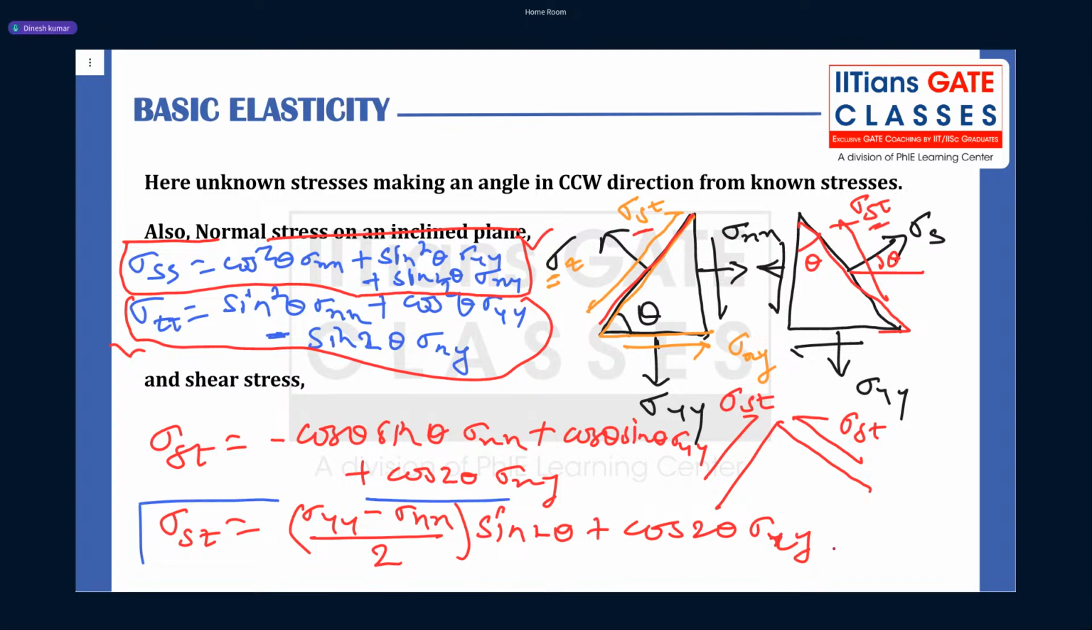So in today's class you got clear, right? What are the stresses on a triangular element? It again depends on how you have taken your triangular element. It is not random.